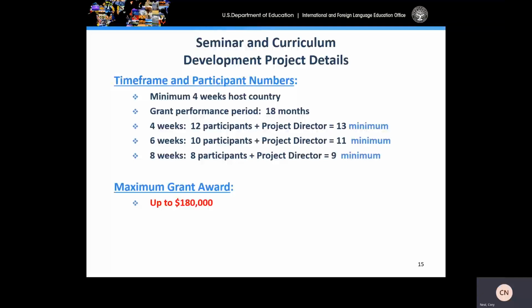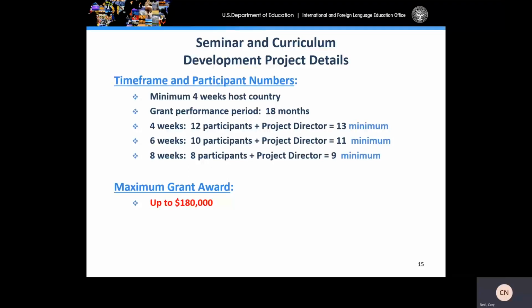So, breaking these down even further by the numbers. For short-term seminars and short-term curriculum development projects, the minimum time spent in the host country is 4 weeks. This does not include the pre-departure orientation in the United States, and we'll discuss the pre-departure orientation in a little bit. Your grant performance period is 18 months. If you choose to spend the minimum 4 weeks in country, you must include 12 participants and 1 project director, for a total of 13 individuals participating.